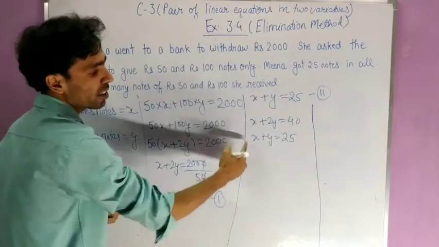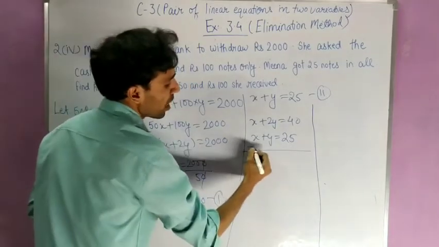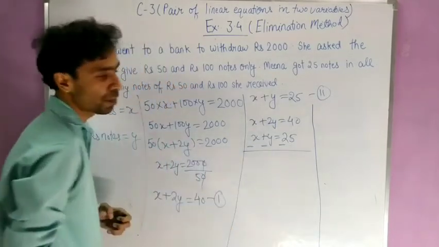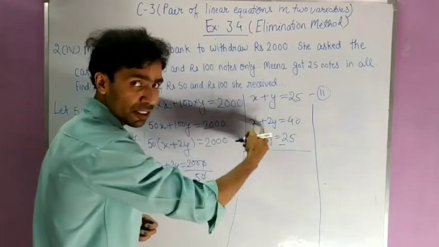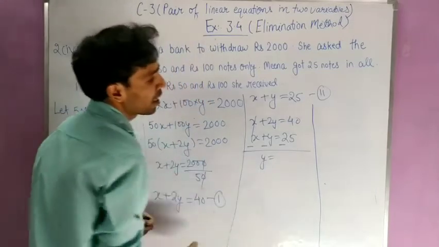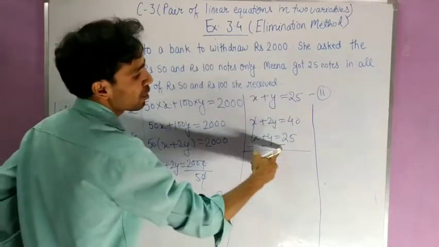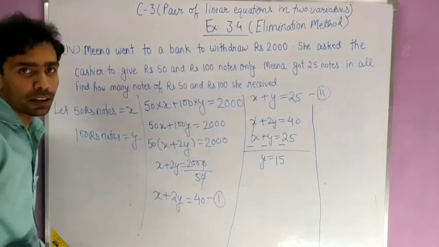Now both have x with the same sign, so we will subtract these two equations. So this is minus, minus, minus. This x will be cancelled. Now 2y is plus 2y and it is minus y. So it will become y, and see, it is plus 40 and it is minus 25. So it will become 15. So we got y now.